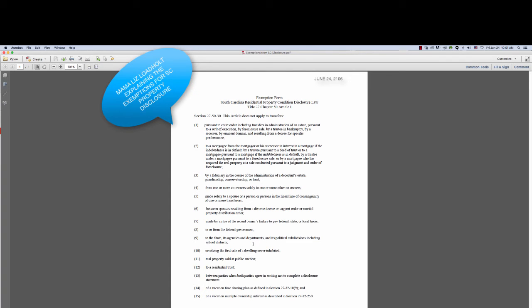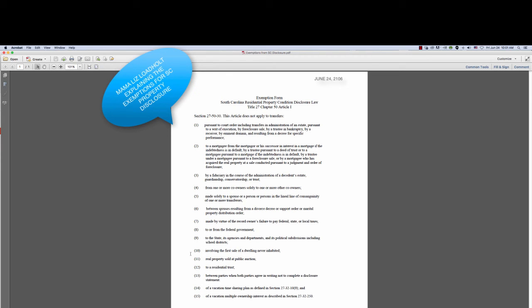Number 9, to the state, its agencies and departments and political subdivisions, including school districts. The same kind of thing. The state or the agencies don't have to have the disclosure, but the people who get it from there, when they get ready to sell it, have to have one.